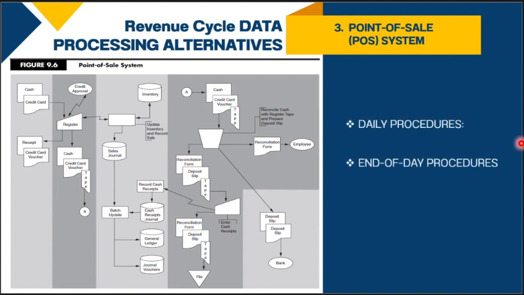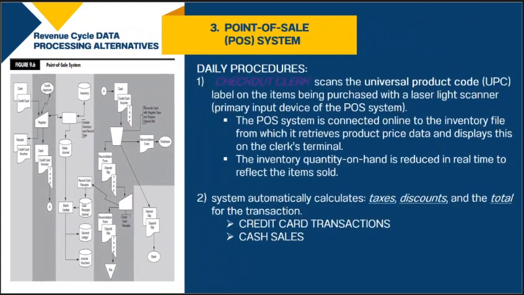Now, the point of sale system has two main procedures: the daily procedures and the end of day procedures. Now, for the daily procedures, first, the checkout clerk scans the universal product code or the UPC label on the items being purchased with a laser light scanner. Now this scanner, which is the primary input device of a POS system, may be handheld or mounted on the checkout table.